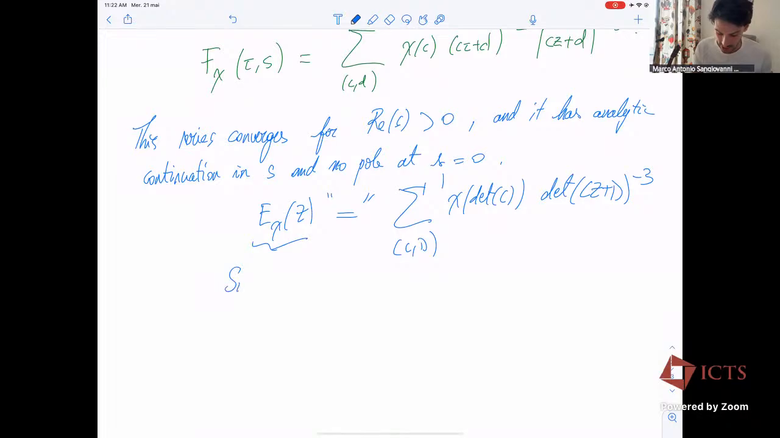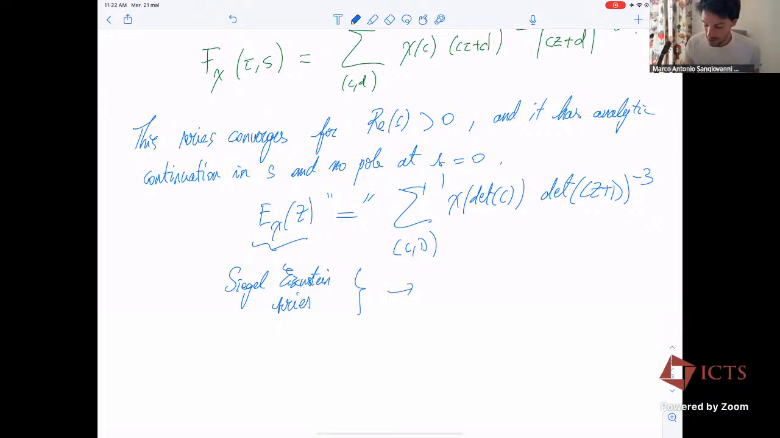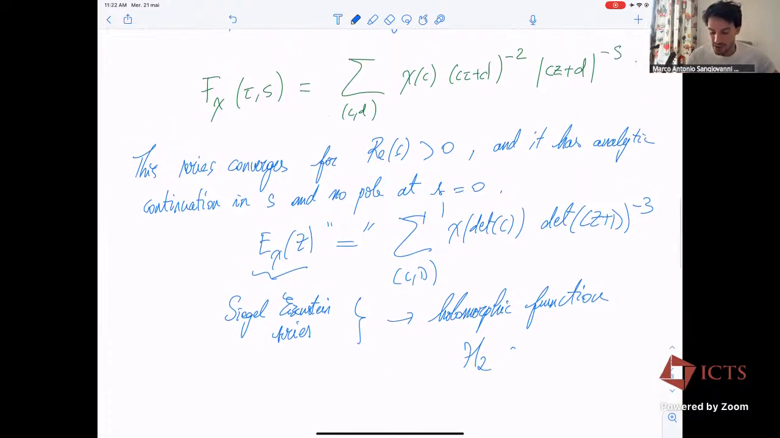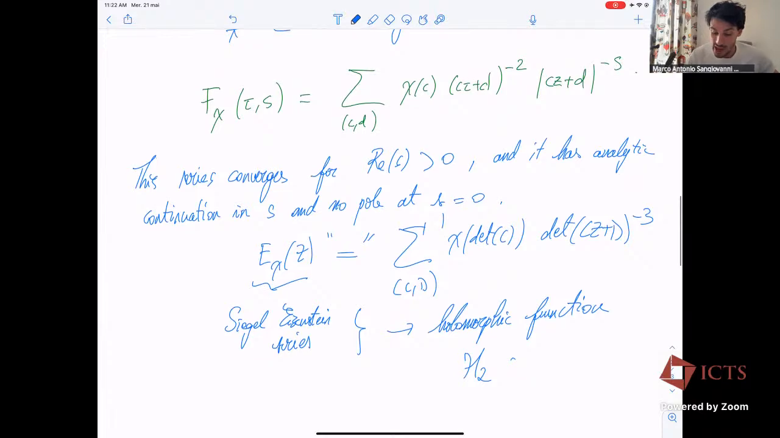This is what I call the Siegel-Eisenstein series. And this is a holomorphic function in Z on the Siegel upper half space of genus 2. And the same process happens in GL2. It's just that if I'm putting weight 2 here, then chi would have to be even, as in Chris's talk.